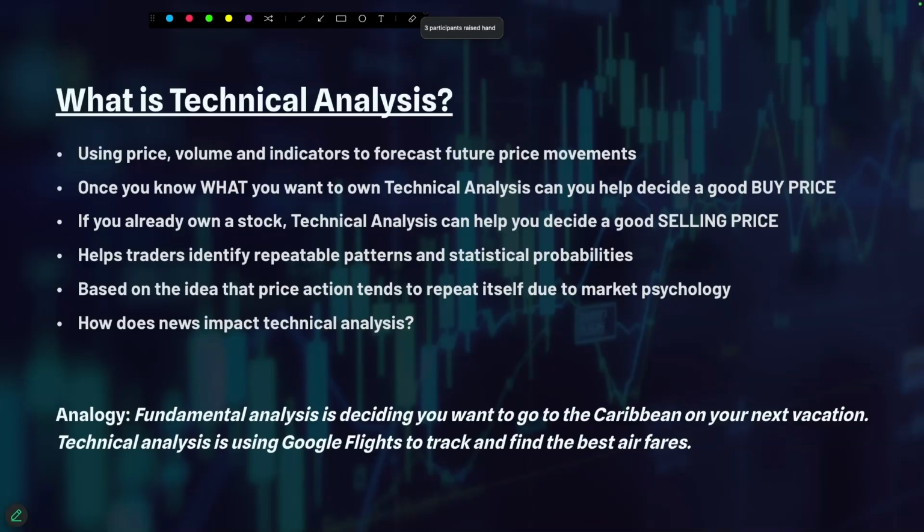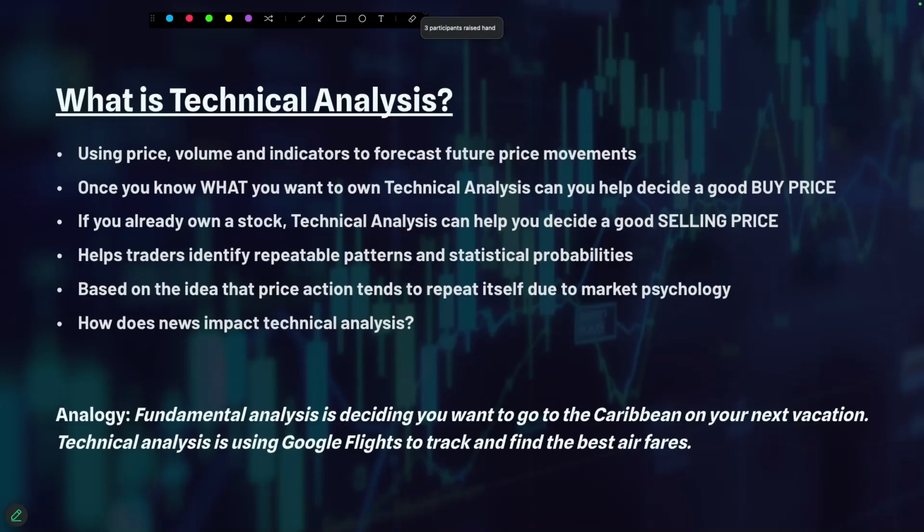Fundamental analysis to me is like deciding where you want to go on vacation. I really want to go to the Caribbean on my next vacation. You've done your research, you've ruled out Hawaii, you've ruled out whatever, you've decided you want to go to the Caribbean. That's your fundamental analysis. Now, your technical analysis is when you go and load Google Flights up on a website, and now you're tracking on a daily basis what those airfares are going to cost you. All right, so that's what the technical analysis piece of this puzzle is.